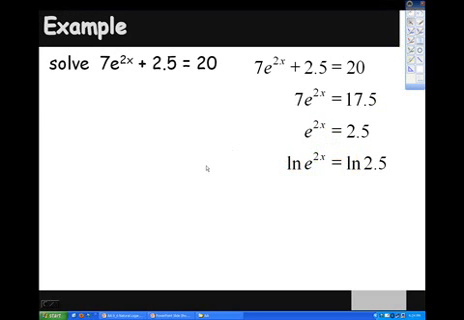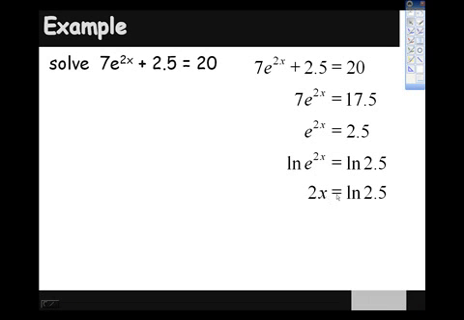So here we get 2x. The natural log of e to the 2x is just 2x equals the natural log of 2.5. And divide both sides by 2. x equals the natural log of 2.5 divided by 2, which is approximately 0.458. So here's a problem that would have been pretty much impossible for us to solve except by guessing and checking before today. But now that we have logs, we can take the log of both sides of an equation. Remember, an equation is equal, it's balanced. So whatever we do to one side, we do to the other. If we take the natural log of one side, we take the natural log of the other, and we keep it balanced. Go ahead and work that out.